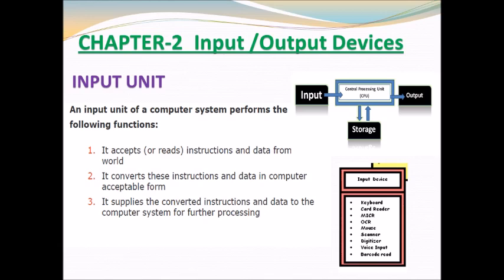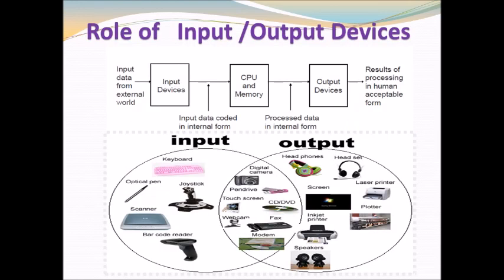As you can see here, a diagram is given, that is input, processing and output. Here I have given you a list of input devices: keyboard, card reader, MICR, OCR, mouse, scanner, digitizer, voice input and barcode reader. Okay, so what is the role of input output devices, that we will discuss now.